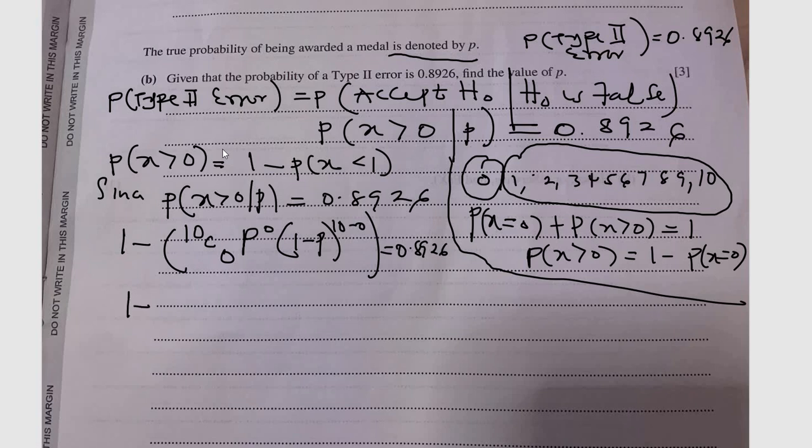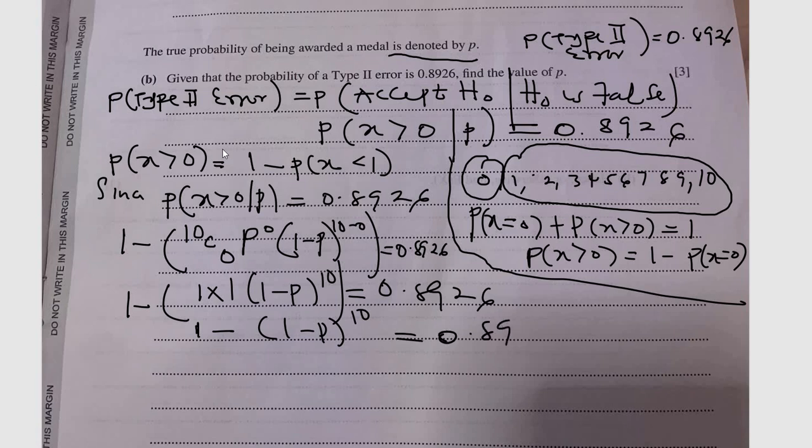So from here we have 1 minus 10 combination 0. Let me look for it in the calculator. I think it's 1 also. Second function 10, second function combination 0. We have 1. 1 times 1 is 1, minus P raised to the power 10 equal to 0.8926. At the end of the day, we have 1 minus P raised to the power 10 equal to 0.8926.